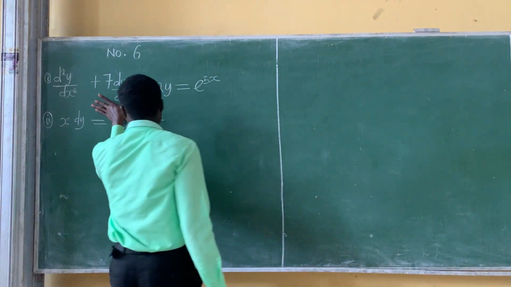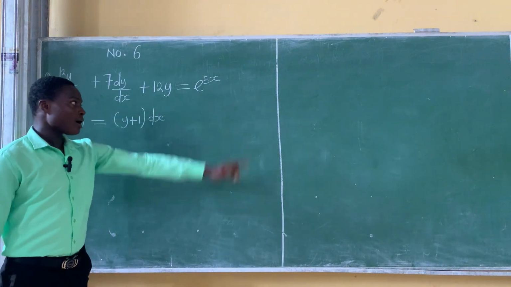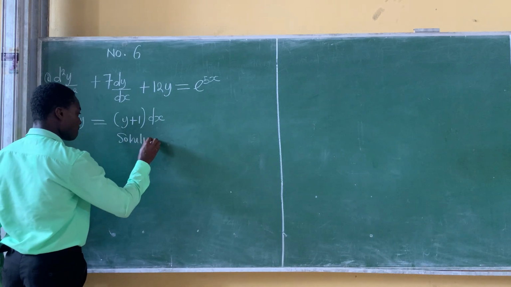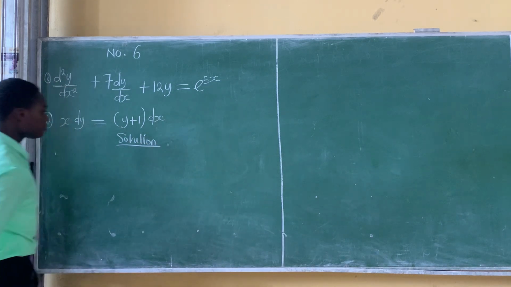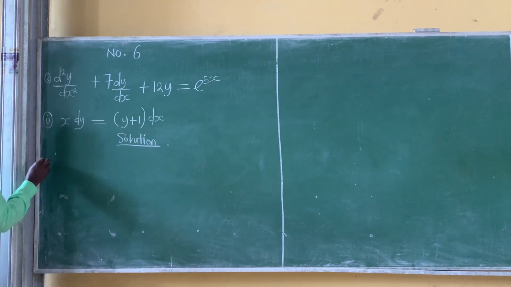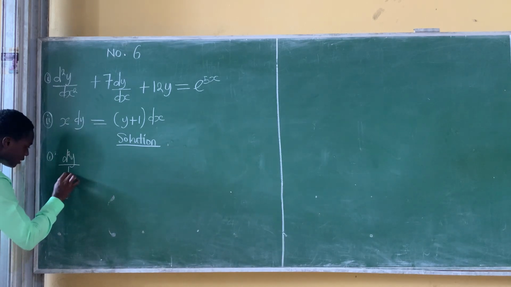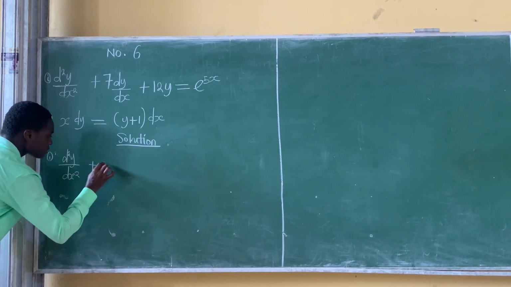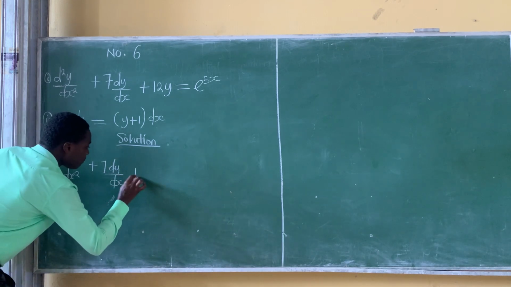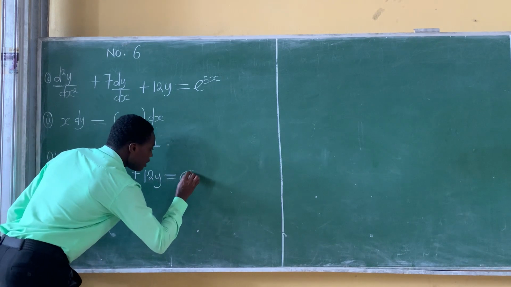So let's see how we can solve this given differential equation. And of course, this question is 10 marks. So we have the first question, (i), d²y/dx² + 7 dy/dx + 12y = e^(5x).